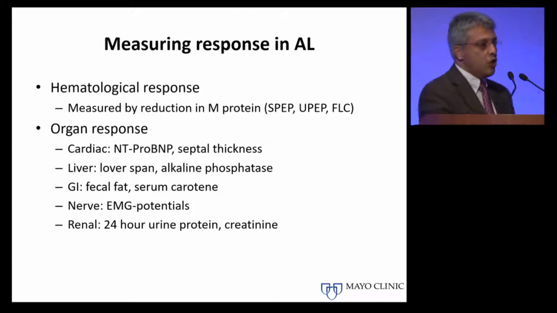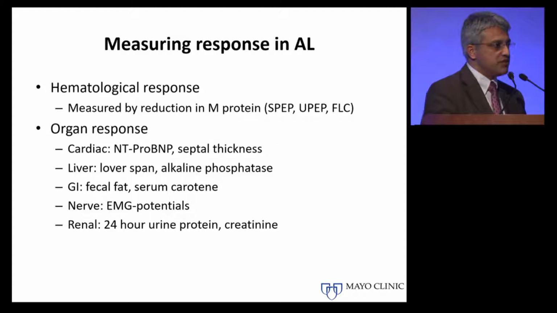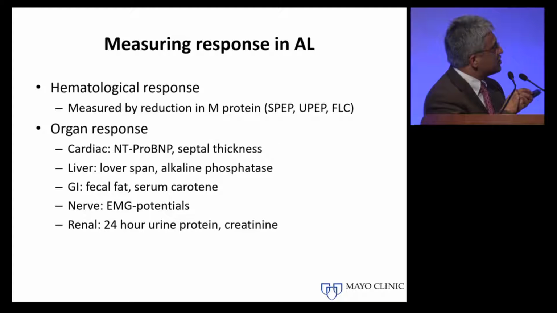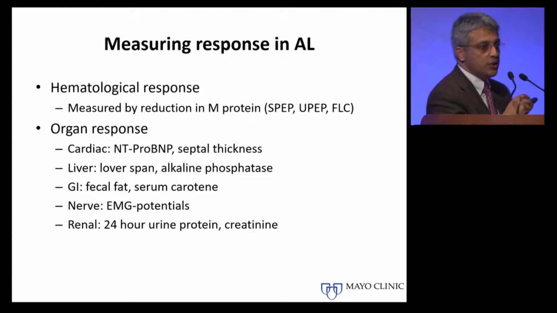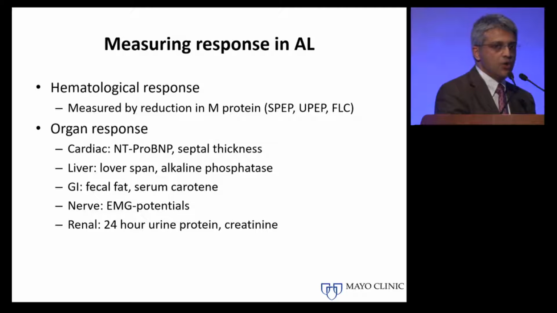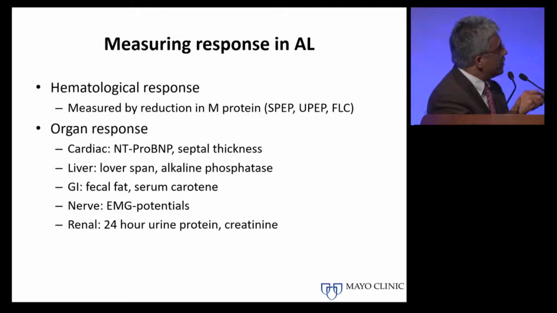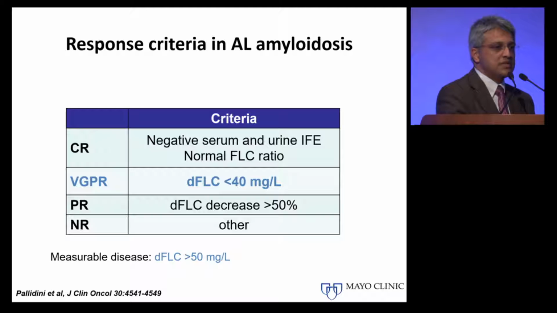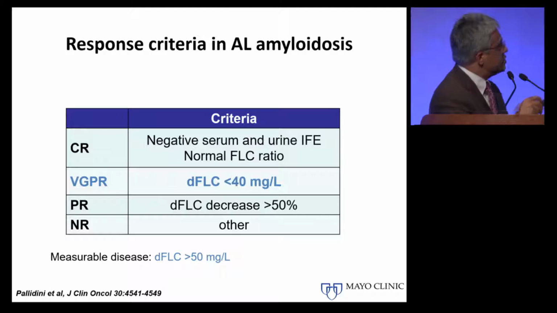However, what we are really hoping to see is that the organs improve their function. And the way to assess the organ response depends upon what organ you are looking at. So if you're thinking about cardiac involvement, the NT-proBNP or the echocardiographic findings can be used to assess organ response. In the liver, again, we can look at the alkaline phosphatase levels. In the GI tract, the fecal fat is often used, and the serum keratin. EMG potentials can be used for the nerve involvement, and the 24-hour urine protein gives you a sense of what happens with the urinary protein excretion.